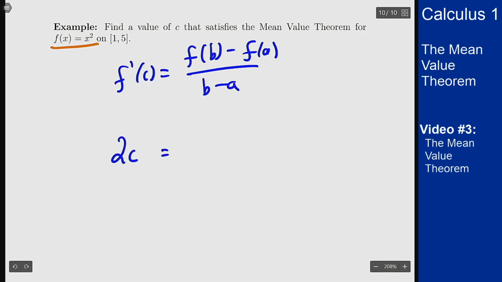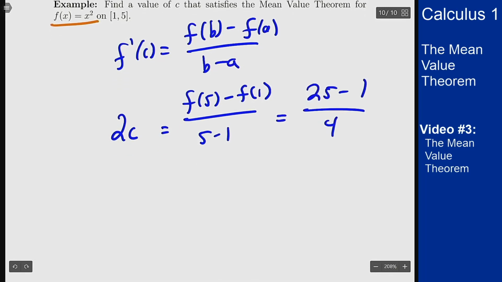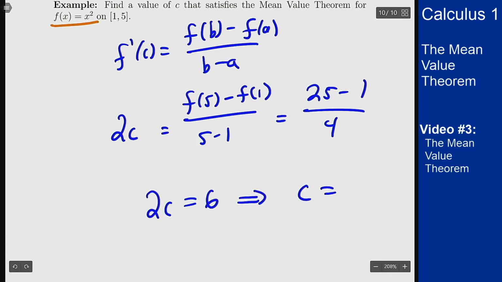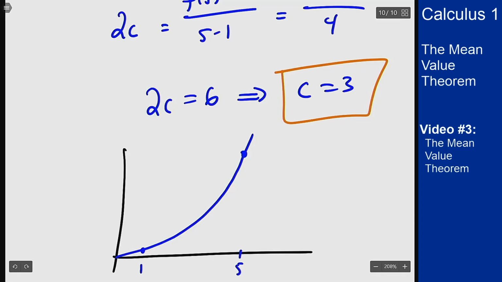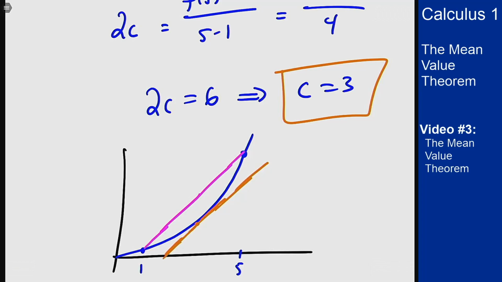On the right, I know my b is 5, my a is 1. So this should be f of 5 minus f of 1 over 5 minus 1, which is 25 minus 1 over 4. 24 over 4 is 6. So 2c equals 6 tells me that c must be equal to 3. So c equals 3 is a point where the slope of the tangent line to this graph is the same as the slope of the secant line. If I draw the secant line, the tangent line at 3 should have the same slope. It'll be close enough, off a little because of my inability to draw, but that gives you the idea of why this should work to find this for the mean value theorem.